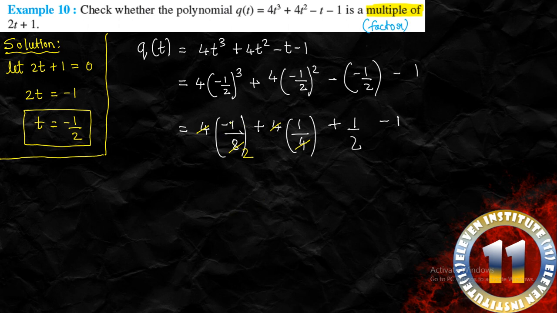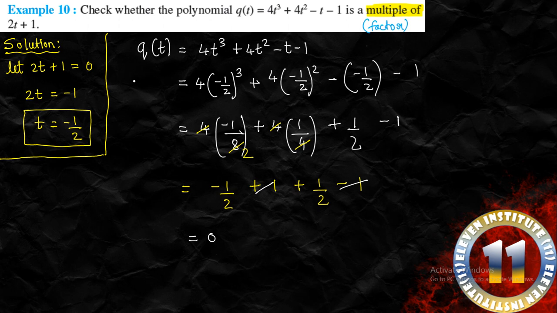So now what is left over here is minus 1 divided by 2. So we will write minus 1 upon. Here 4 and 4 are cancelled, so we are left with plus 1. So we will write plus 1 over here. Then again this is plus 1 upon 2. And this is minus 1. So now this plus 1 and minus 1 will cancel each other, and 1 upon 2 and minus 1 upon 2 will also cancel each other. So our answer is 0.